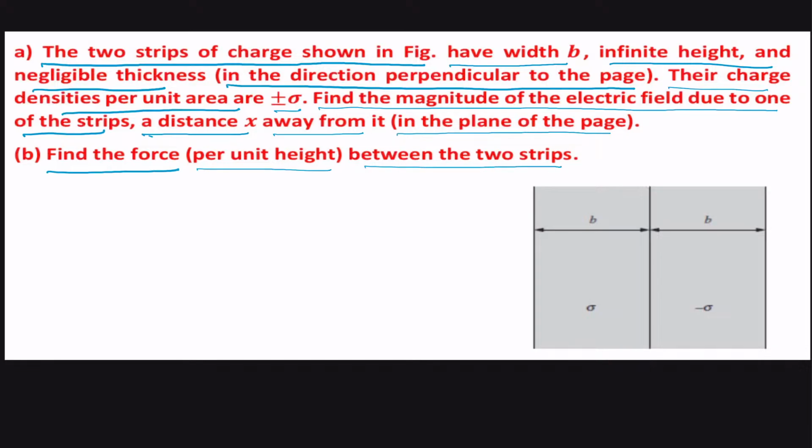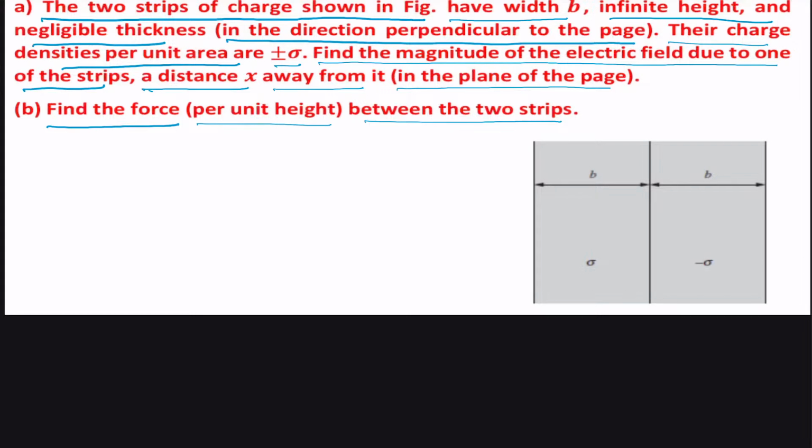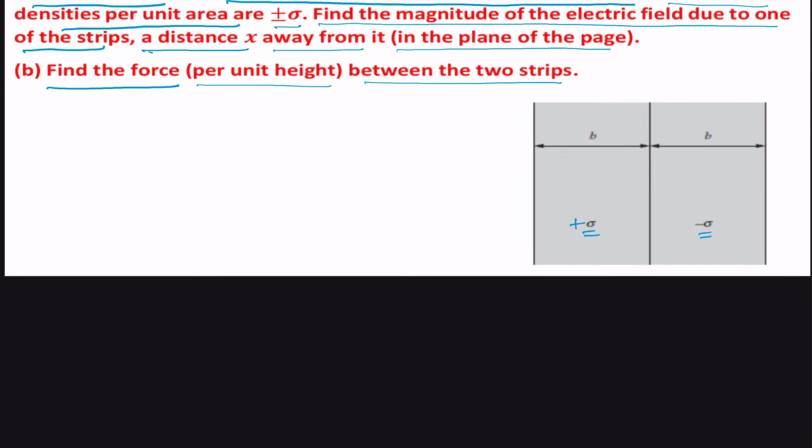So basic figure is given to us. So we are having two strips, okay, and charge density is same but of opposite sign. Left one is having a plus and right one is having a minus. Okay. And let us assume that this is our origin, x is equal to 0. Okay. And so on the left side we are going to get x is equal to minus b, and on the right side we are going to get x is equal to plus b.